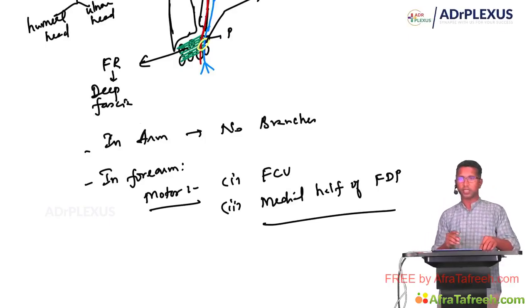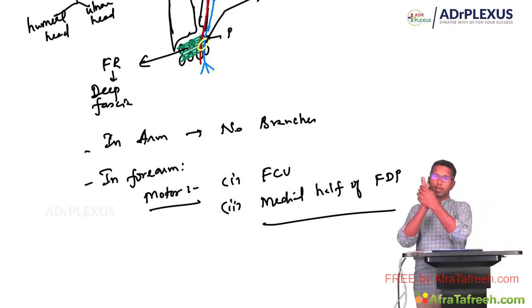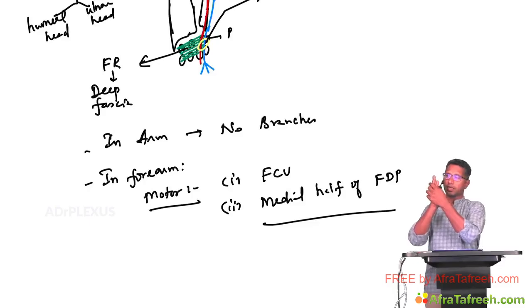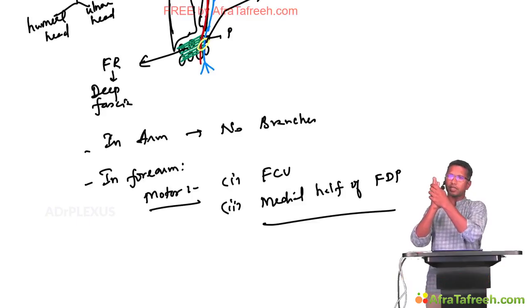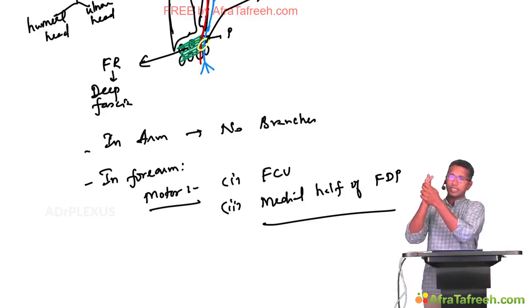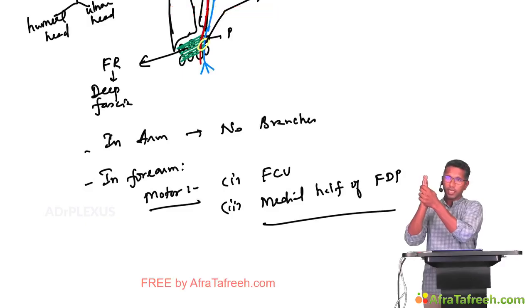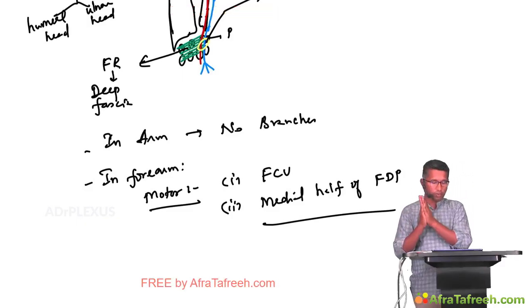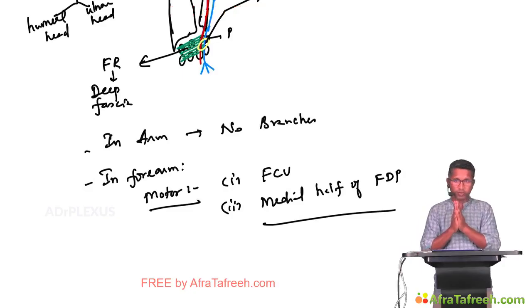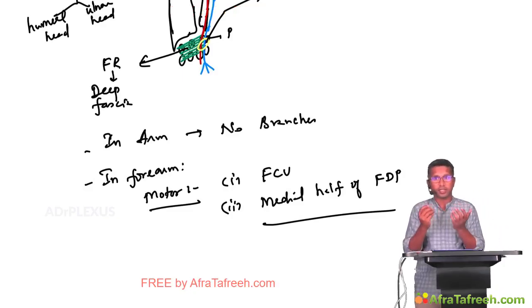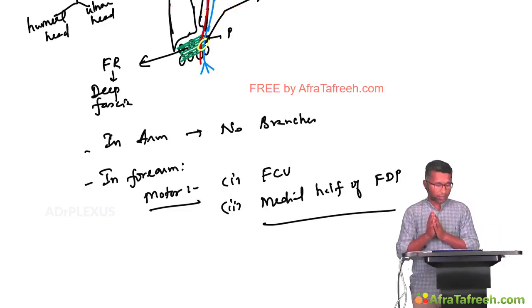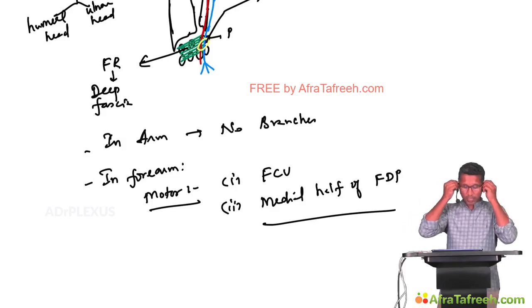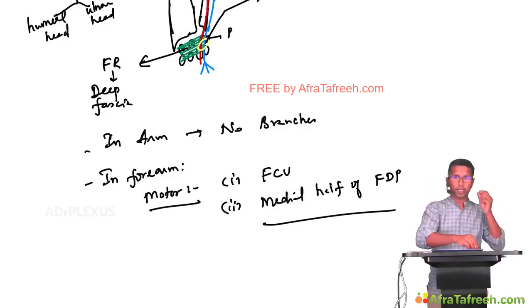So when the flexor digitorum profundus works, I am able to flex the distal interphalangeal joint of the ring finger, and I am able to flex the distal interphalangeal joint of my little finger. So when the medial half of flexor digitorum profundus works. If the ulnar nerve is not working, this cannot happen. Okay, so these are the main motor branches in the forearm.